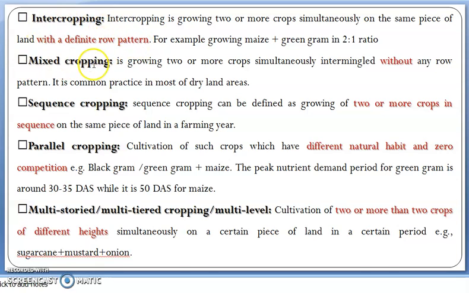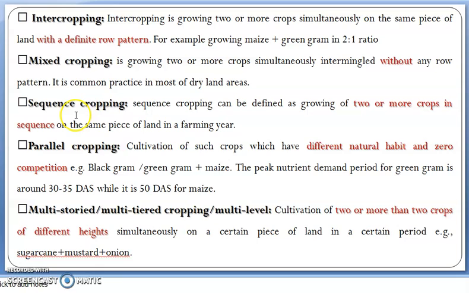But in case of mixed cropping, it is growing two or more crops simultaneously, but intermingled. The seeds are intermingled when sown without any row pattern. It is a common practice in most of the dryland areas.